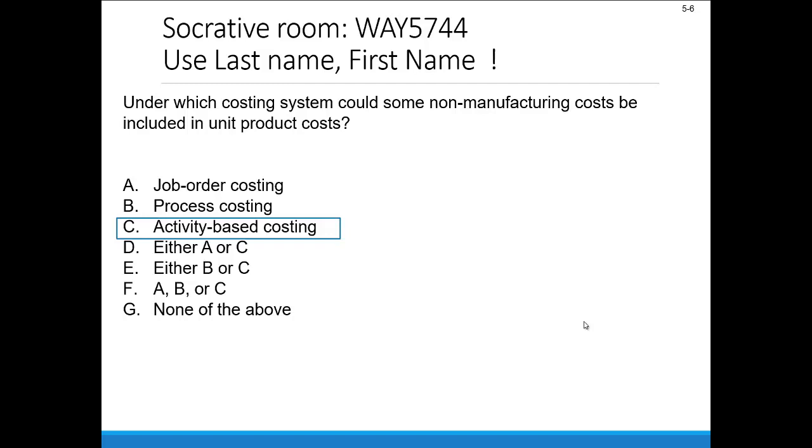That's from Chapter 7. So recall the big differences with ABC and our traditional costing systems are that under ABC we have some non-manufacturing costs potentially included in unit product cost, things like our direct selling costs. Also the difference under ABC, we may have some of our manufacturing costs that don't get included in unit product cost. Whereas under our traditional costing systems, all those manufacturing costs and none of the non-manufacturing costs get included as product costs.